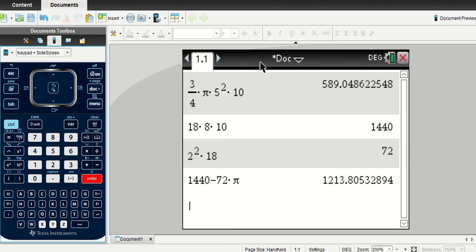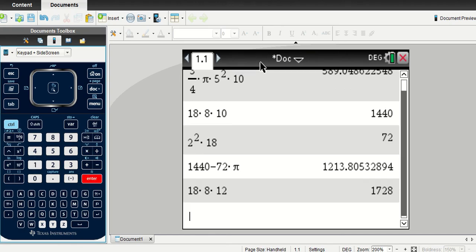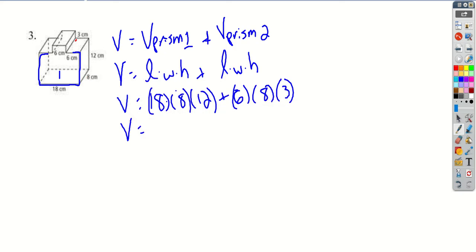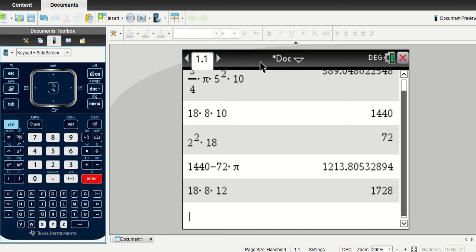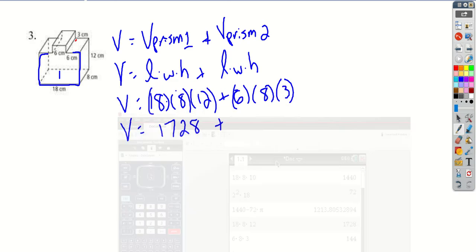So we'll do them separately first. So 18 times 8 times 12 is going to give us 1,728, plus 6 times 8 times 3, which is 144.